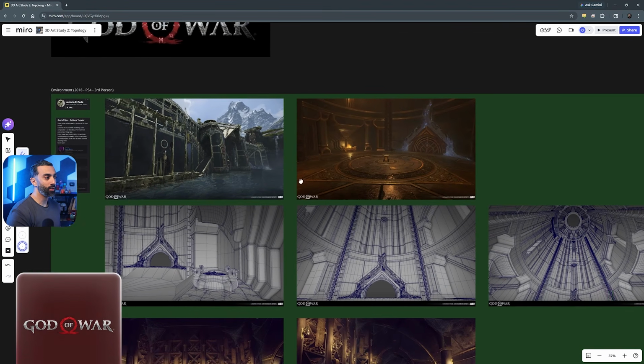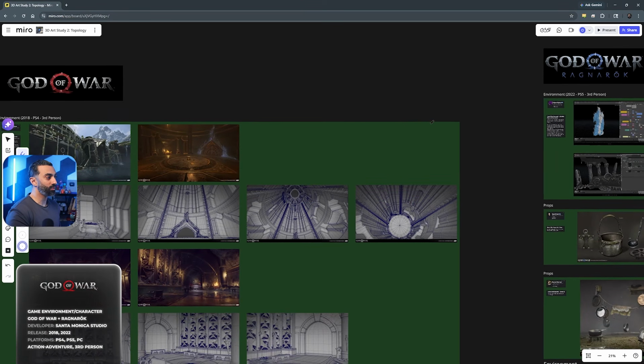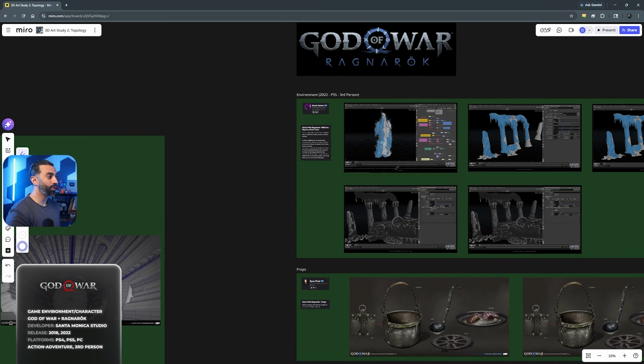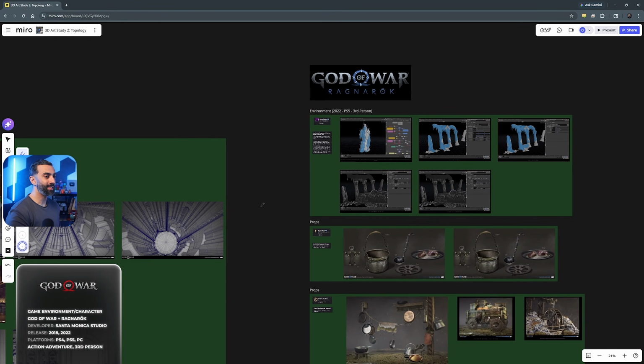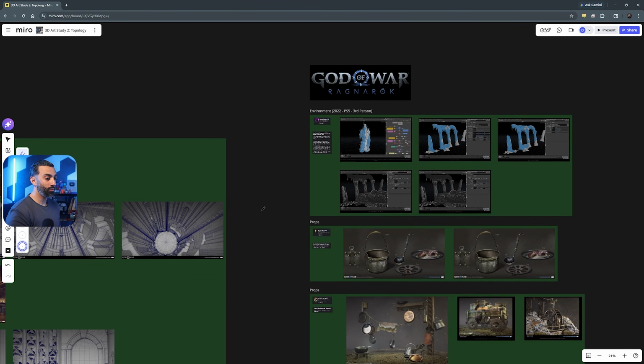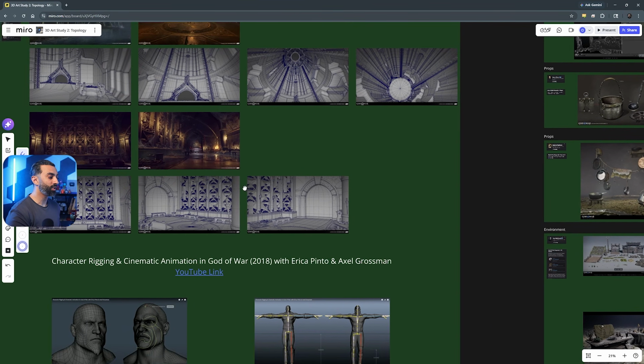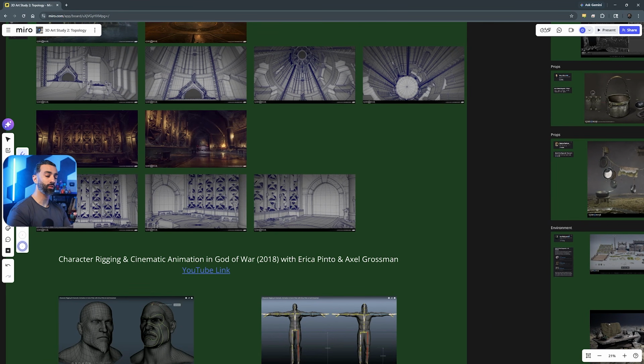Now we're looking at Santa Monica Studio, and again, another great example of God of War being updated between 2018 and then God of War Ragnarok. Both of these being the same game, which is a third-person game, but they're very focused on what? High fidelity and cinematic storytelling.